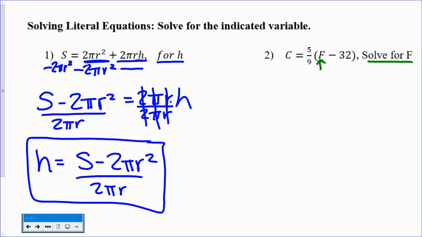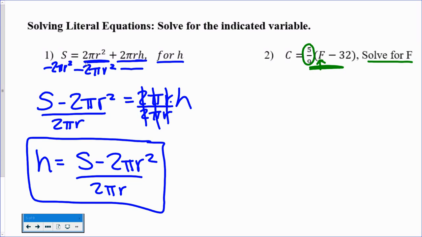So I would suggest actually not distributing, and we want to get rid of this 5/9 first so that it's no longer in front of those parentheses that I could multiply through. Okay, so if I'm multiplying this side of the equation by 5/9, I can divide that by 5/9.